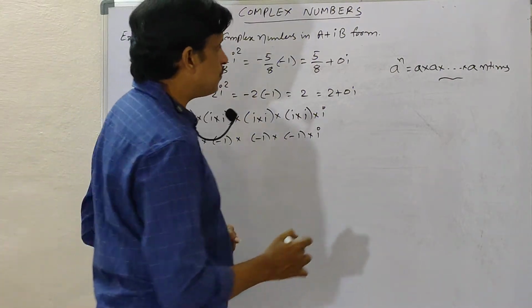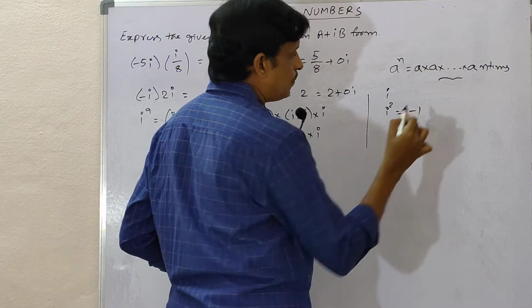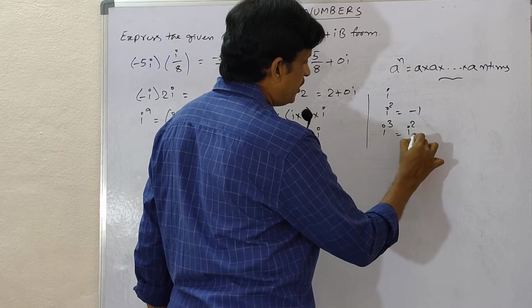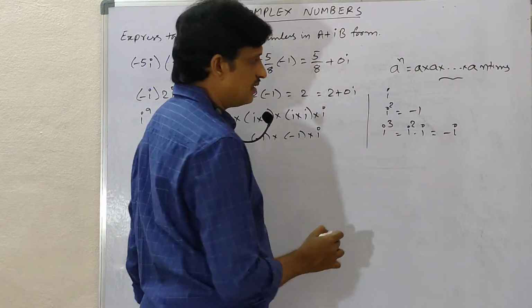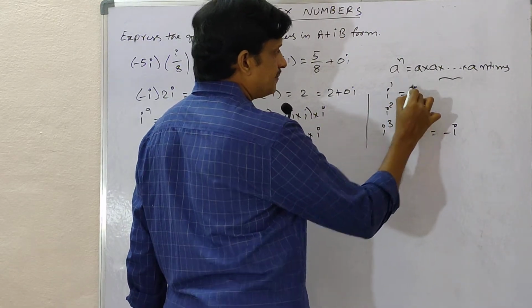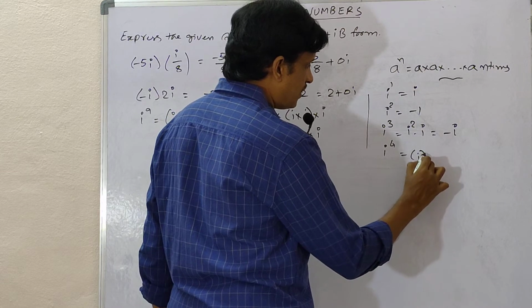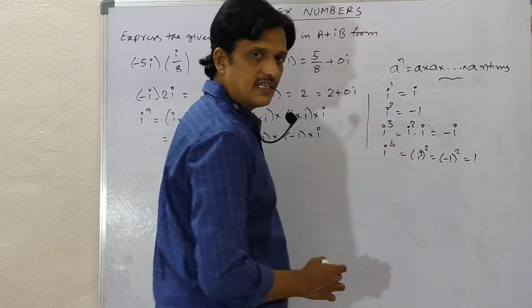So you can observe one thing here. This is i. i square is equal to minus 1. i cube means i square into i, so minus 1 into i will be minus i. This is i power 1, that is i. Then i power 4 means i square whole square, that is minus 1 whole square, which will be 1.